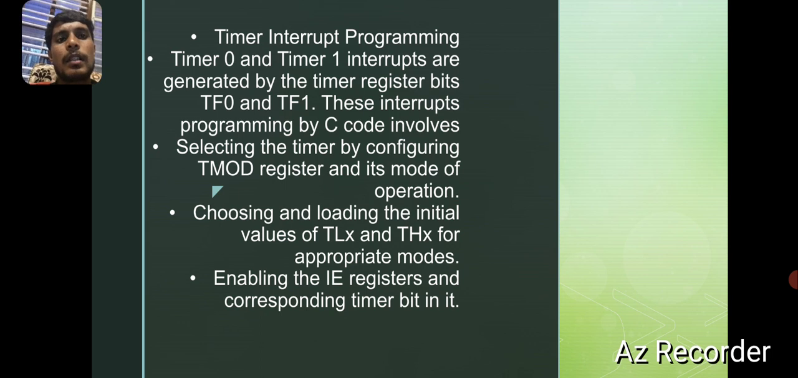Next, the three types of input programming. The timer input programming: timer 0 and timer 1 inputs are generated by the timer register bits, timer flag 0 and 1. Programming these inputs by C code involves selecting the timer by configuring the TMOD register and its mode of operation, choosing and loading the initial values of TLX and THX for appropriate modes. Means we write the program to use TMOD and TLX and THX. These modes are used commonly, enabling the interrupt enable registers and the corresponding timer bit.